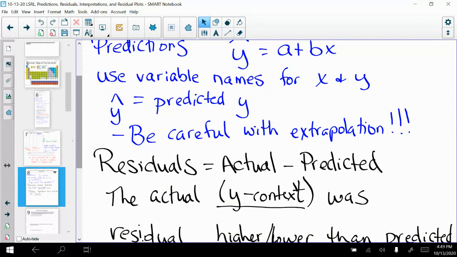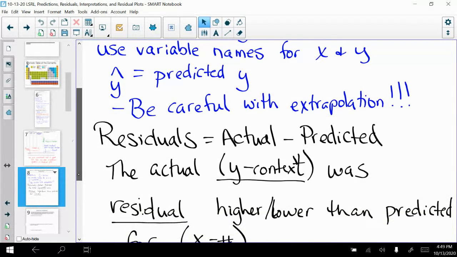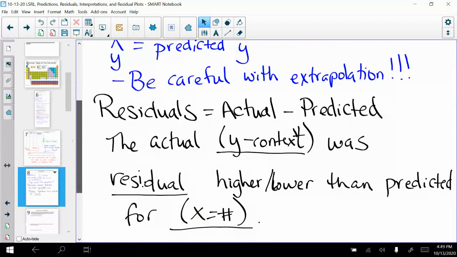Be careful with extrapolation. Remember, extrapolation is when we're going way far outside of our data set, often to predict something like out in the future. And sometimes our model maybe doesn't work, or maybe our model is only valid for kind of around the data that we started with. So anything outside of our data set, we always want to treat with caution.